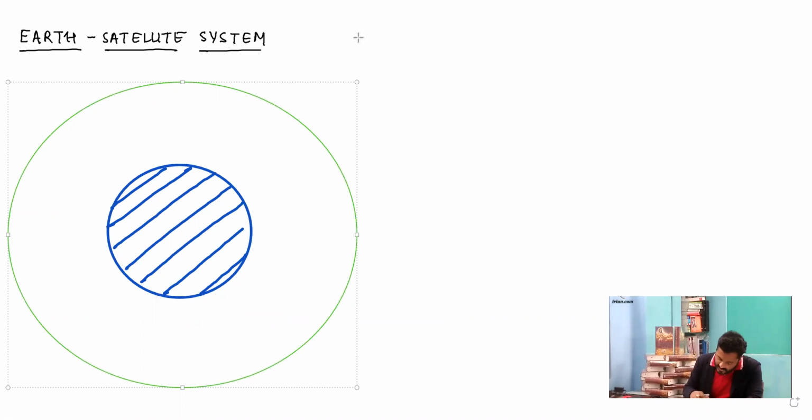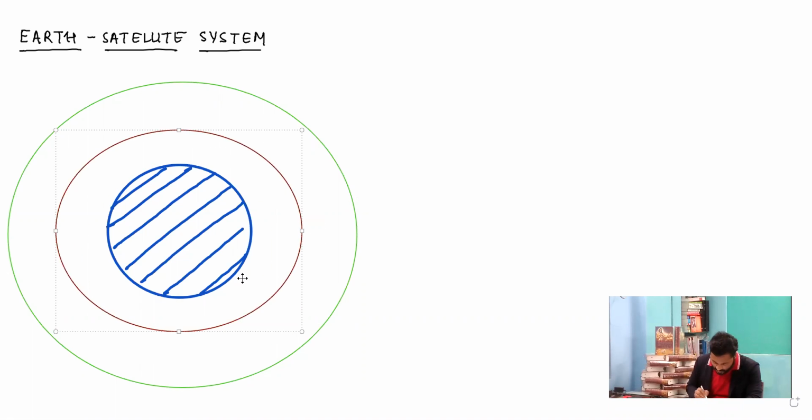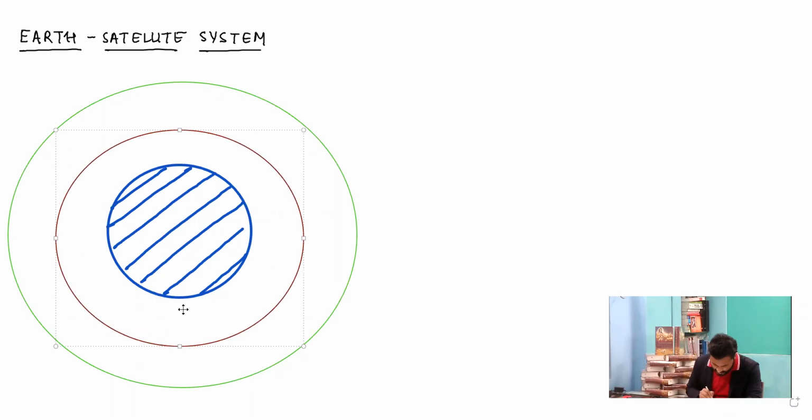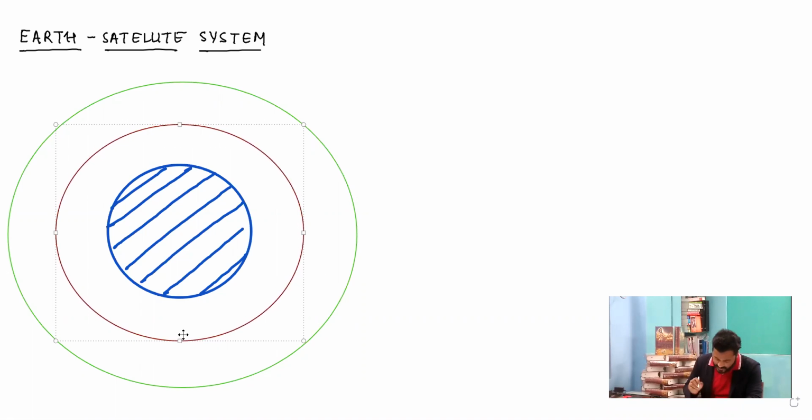The next which I consider is the region where we will be discussing our present scenario, that is the current context. So let us say we are discussing our current scenario over here in a circular path which is at a height h above the surface of Earth.